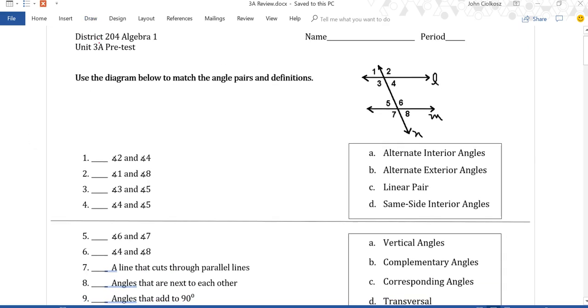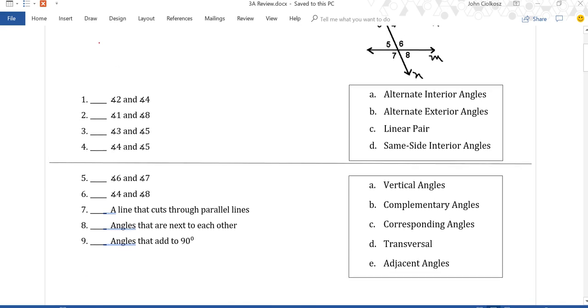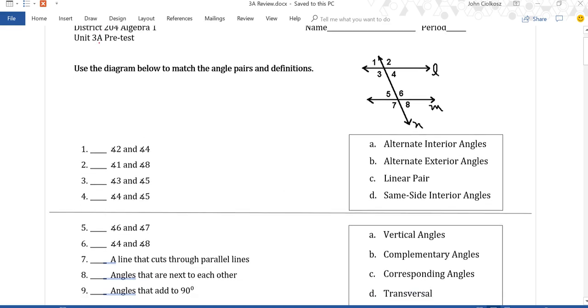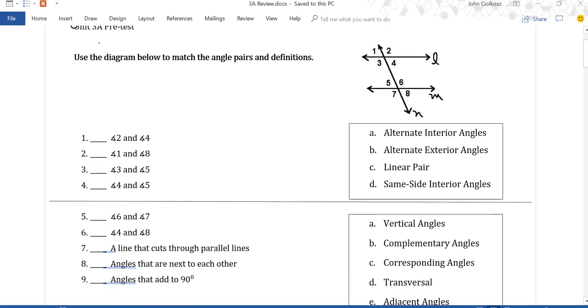Okay, so first off, let's look at the layout here. This is similar to what you can expect on a test. Some other stuff we've seen in class today was a little bit different, but it was nicely broken up here. So let's look at numbers 1 through 4 first.